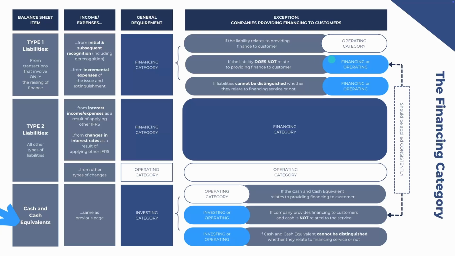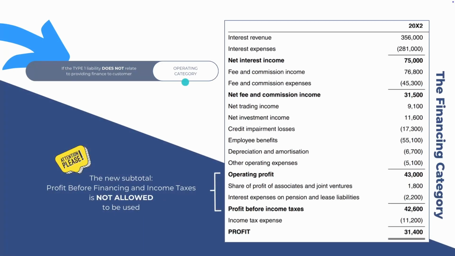However, if you choose operating, you see there's another slide. If you choose here the operating category, then remember in the first video we discussed the new subtotal of profit before financing and income taxes. This is now an example of a financing of a company under that exception who chose the operating category. You are not allowed to present this subtotal of profit before financing and income taxes. It's not an accounting option.